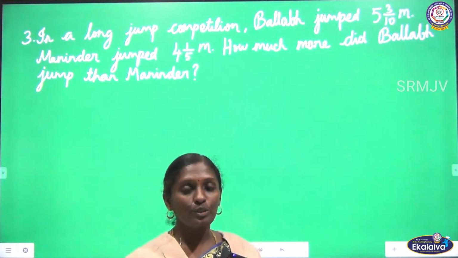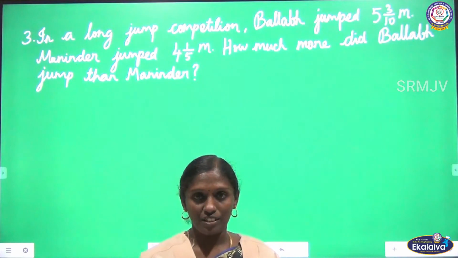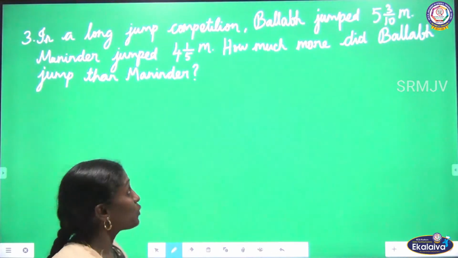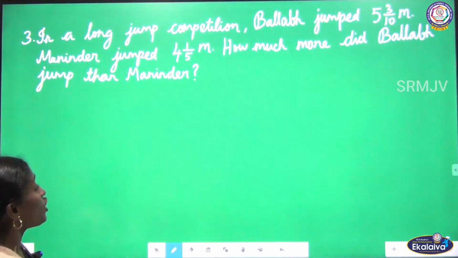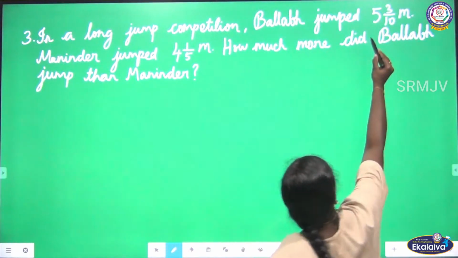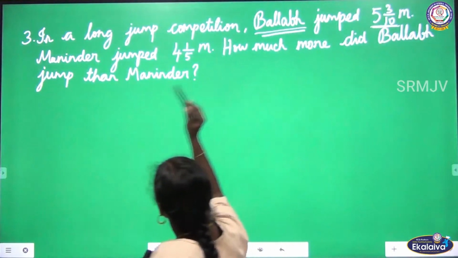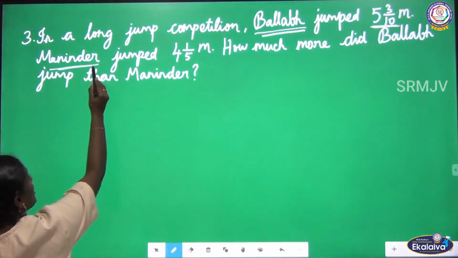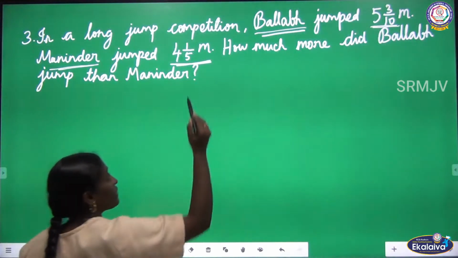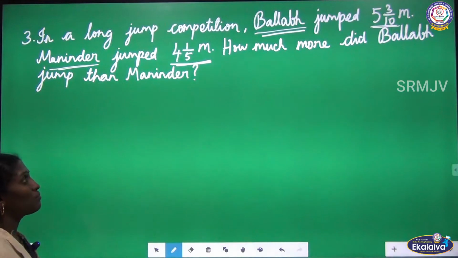Today we are going to do the remaining problems in exercise 6 from the chapter fractions. The first question is the word problem. In a long jump competition, Ballab jumped 3 by 10 meter and Maninder jumped 1 by 5 meter. How much more did Ballab jump than Maninder?